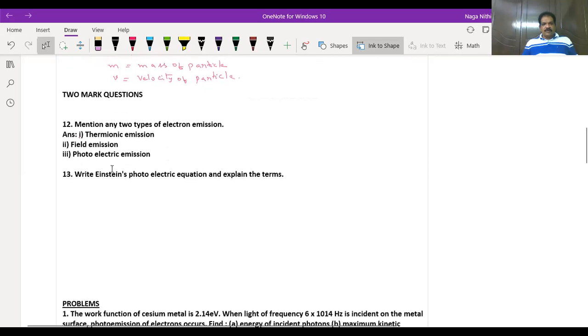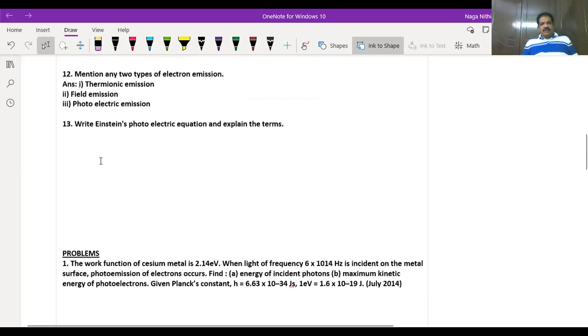Next, see the 2 marks questions. Mention any 2 types of electron emission. Electron emission has 3 types. Thermionic emission means heating the metal, we are producing electrons. Field emission means by applying an electric field, we are producing electrons. Sending incident light on the metal surface to produce electrons is called photoelectric emission. Write any 2 of these.